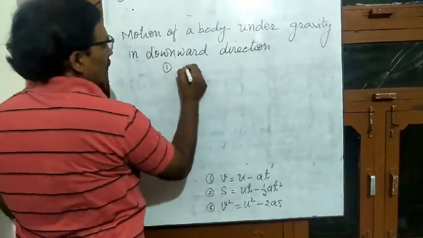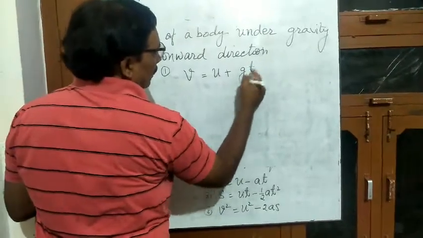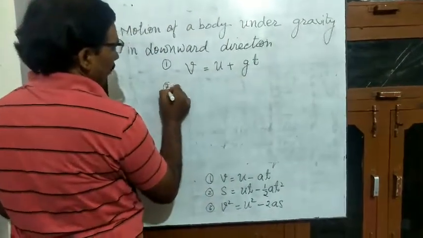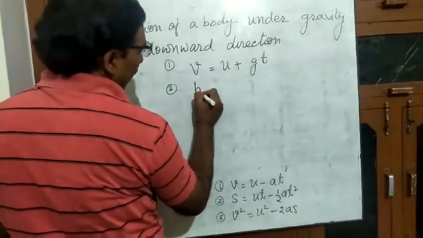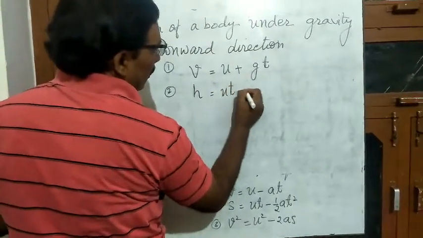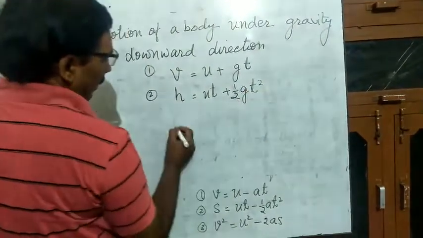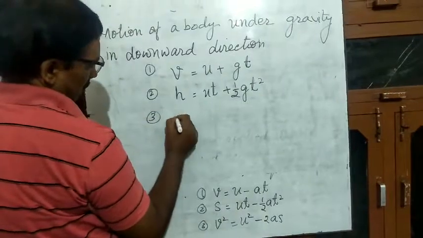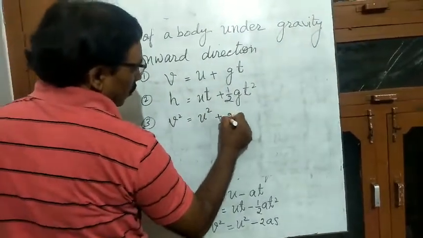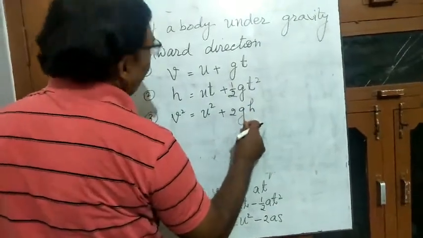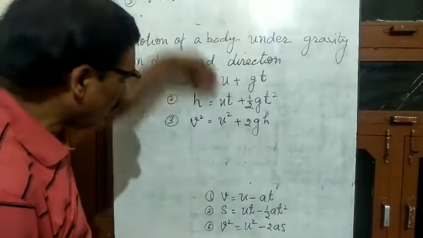First equation, v is equal to u plus gt, where g is acceleration due to gravity. Second equation, in place of s, we will use height h: h is equal to ut plus half gt square. And third equation is v square is equal to u square plus 2gh. This is the motion in the downward direction.